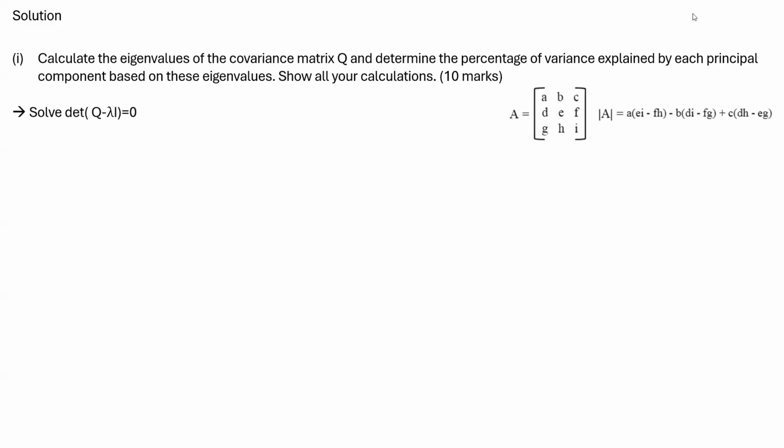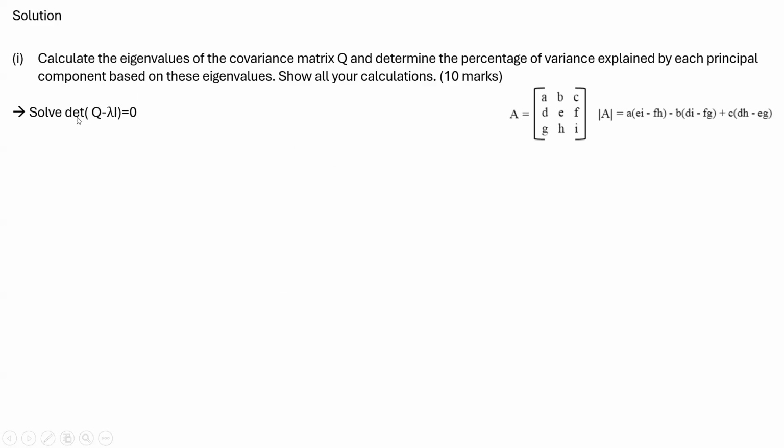So the first part is asking you to calculate the eigenvalues and then find the percentage each principal component contributes to the variance. So I have the formula there for finding the determinant, because we know that to get the eigenvalues, we need to solve for this. We need to solve the determinant of Q minus lambda times the identity matrix, which is a 3x3 identity matrix, equals 0. So that's how you get the eigenvalues of a 3x3.